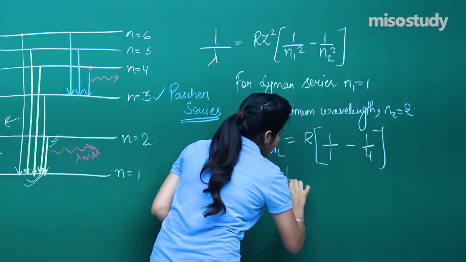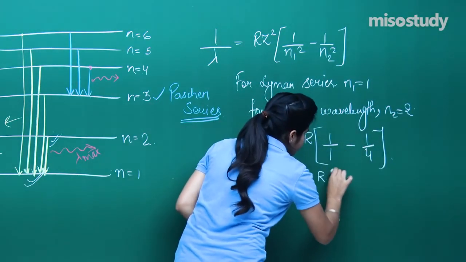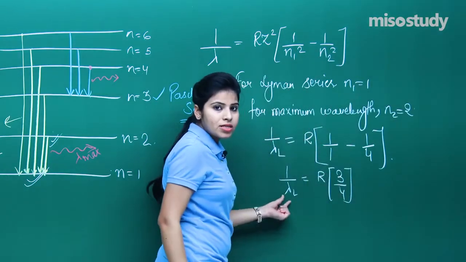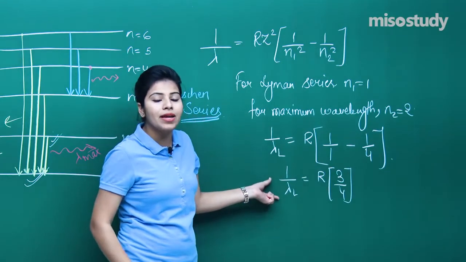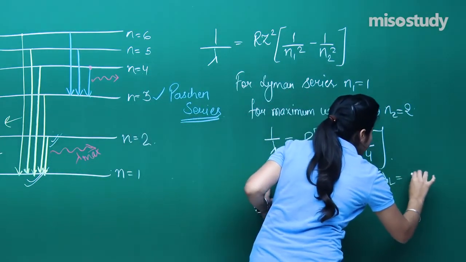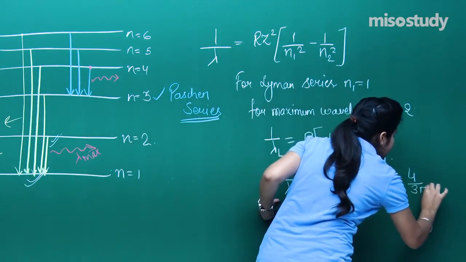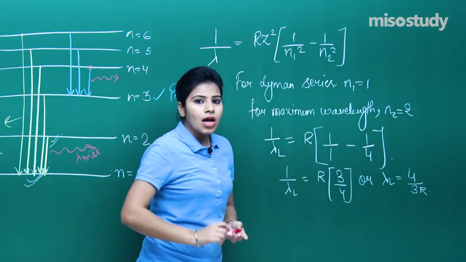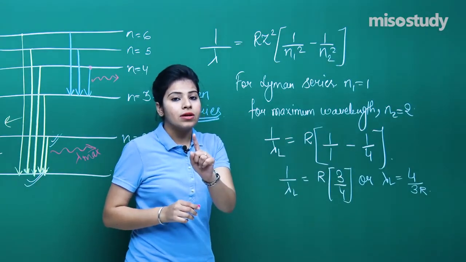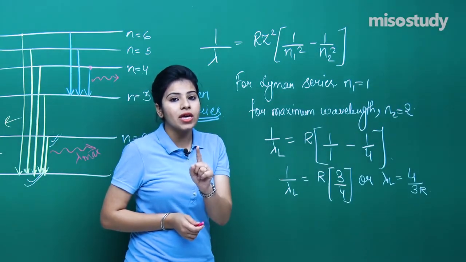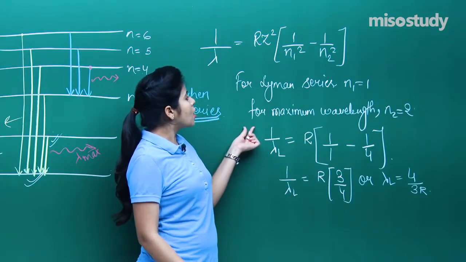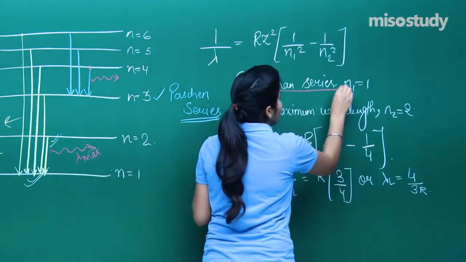Now you are having 3 by 4. That means this was coming out to be 1 by lambda L. If you will talk about lambda L, that will be 4 by 3R. Now this is the wavelength for the Lyman series, the maximum wavelength. Note my word, I am speaking about the maximum wavelength, right? Now this was for Lyman series.